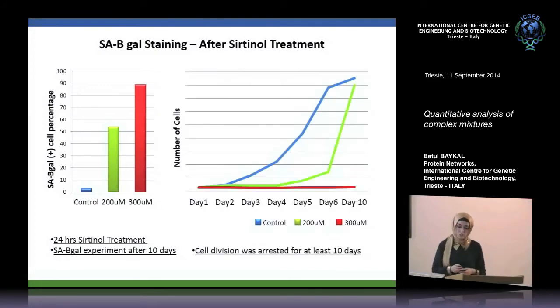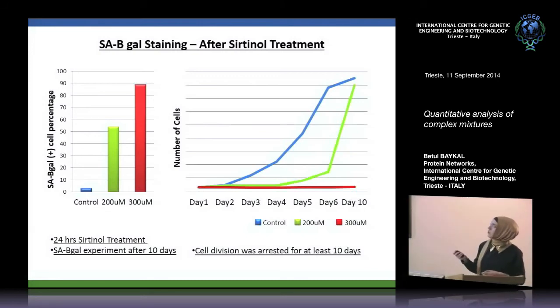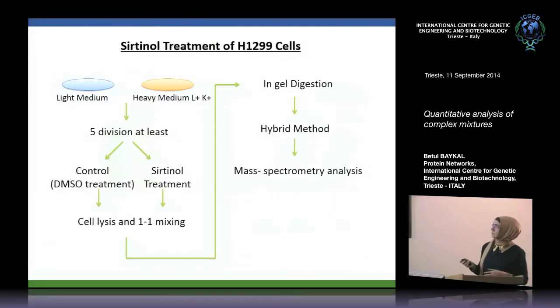We also wanted to check whether the division of the cells stopped or not, and you can see the control keeps growing, and the 200 micromolar treated cells stopped until day 4, but then they're somehow surviving and going. But in the 300 micromolar treated one, the cell division was arrested for 10 days at least.